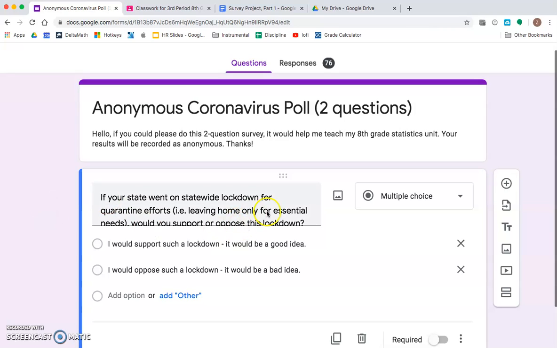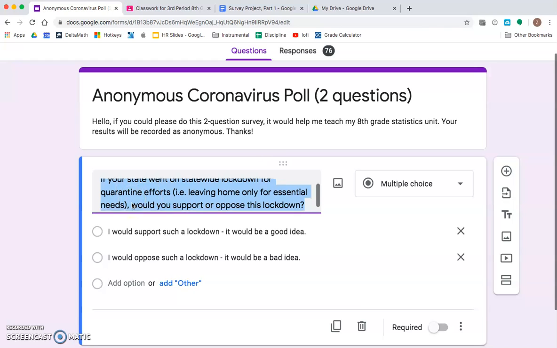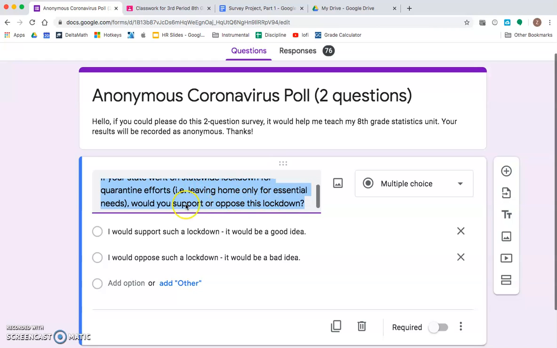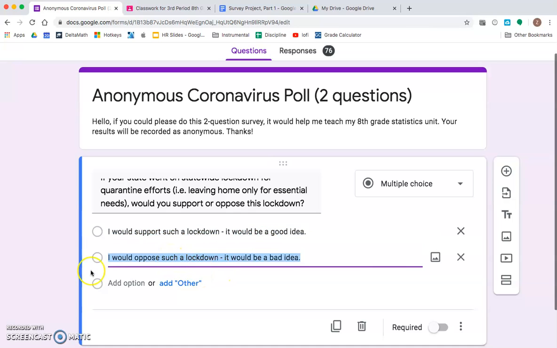Anyway, here's my first question. Again, this 2-question survey can be about anything you want. It can be silly questions, it can be serious questions, whatever. I chose questions that were a little bit political. These are just questions that I thought would be interesting to see answers from other people. The first question was: if your state went on statewide lockdown for quarantine efforts, such as leaving home only for essential needs, would you support or oppose this lockdown? And then I gave people 2 answer choices. 1, I would support such a lockdown, it would be a good idea. 2, I would oppose such a lockdown, it would be a bad idea.